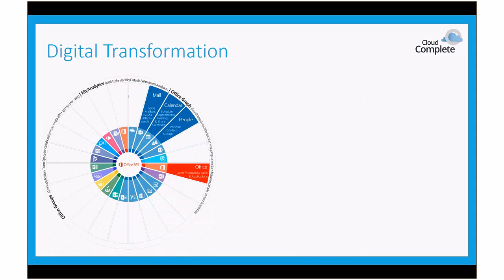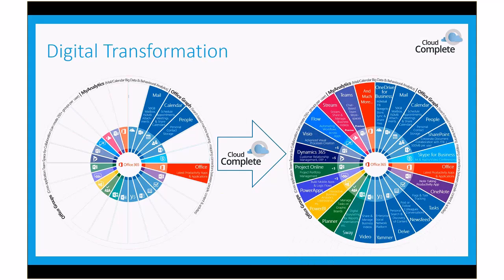So given that it is such a broad term, for the context of where we sit at Cloud Complete and what we're trying to do, we're looking at it as taking this wheel of Office 365 and turning it from what's on the left into what's on the right. So essentially enabling your business to use all of these tools to become more productive.